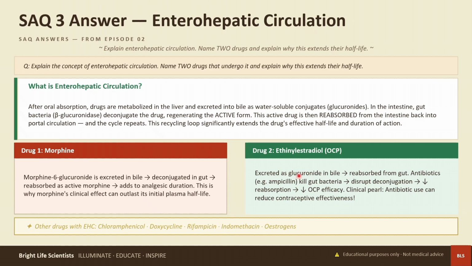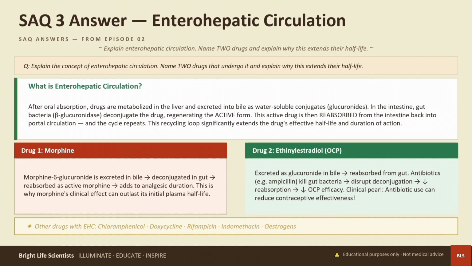When antibiotics like ampicillin are given, they kill the gut bacteria that perform deconjugation. Less active drug is reabsorbed, estrogen levels drop, and contraceptive efficacy can be reduced, a crucial clinical point. Other drugs with enterohepatic recirculation include chloramphenicol, doxycycline, rifampicin, indomethacin, and estrogen as a class.